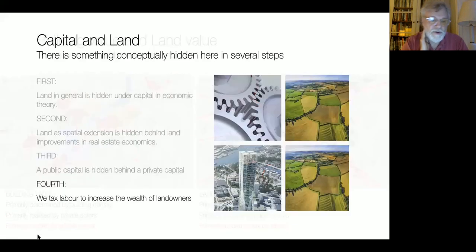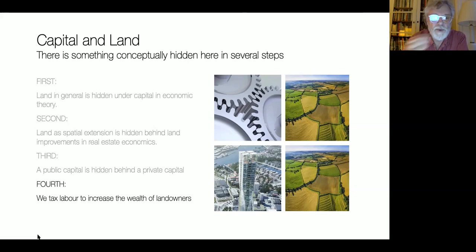So here's the fourth conclusion: that we tax labor to increase the wealth of landowners. Now, many of us are landowners, not least because we own the house or the apartment we live in, but not all of us. So there is a huge transition of money, or value and wealth, from labor to those of us that are landowners, which is quite apparent and interesting.